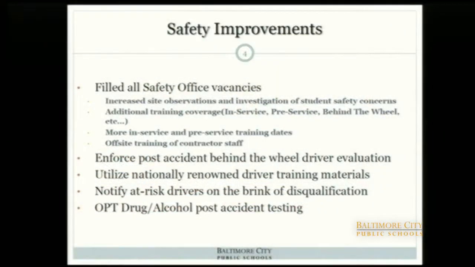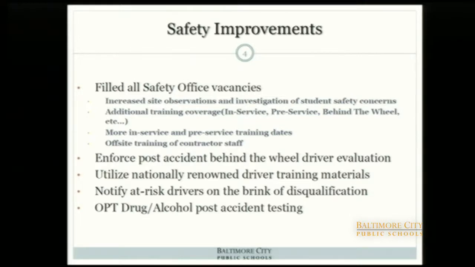Okay, so back to the safety improvements. We mentioned that we filled all vacancies. One thing that helped us do is enforce the post-accident and behind-the-wheel driver evaluation more thoroughly. Also, we updated our training materials. We were using the same training materials for some years now, and we were able to get our hands on some nationally renowned driver training materials that have actually improved the training that the drivers and aides receive.